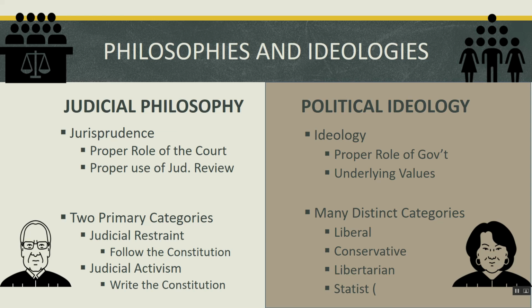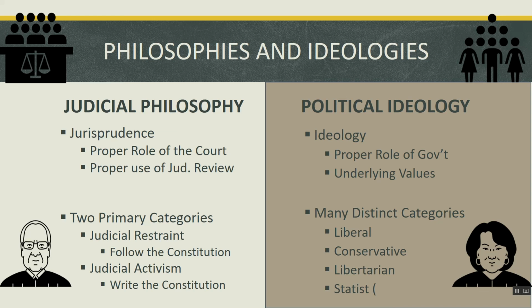And within that question of how the court is supposed to act, what role the court is supposed to fulfill, falls a sub-question. How should the court use judicial review? Remember, judicial review is the power of the court to resolve disputes about the constitutionality of a law or government action. And what we're going to discover is that this is where you start to see disagreement between different justices. Some justices adhere to a judicial philosophy called judicial restraint.